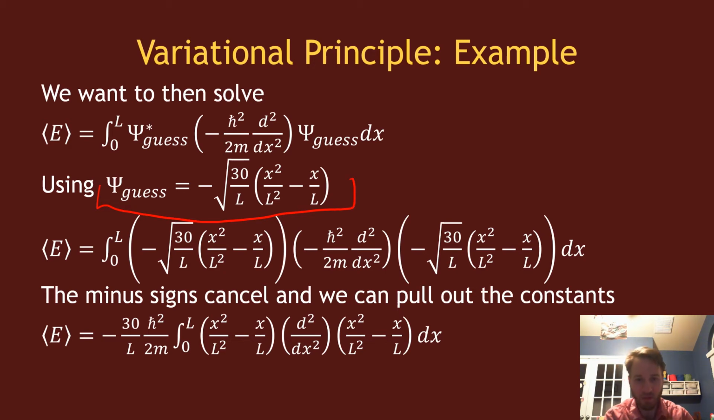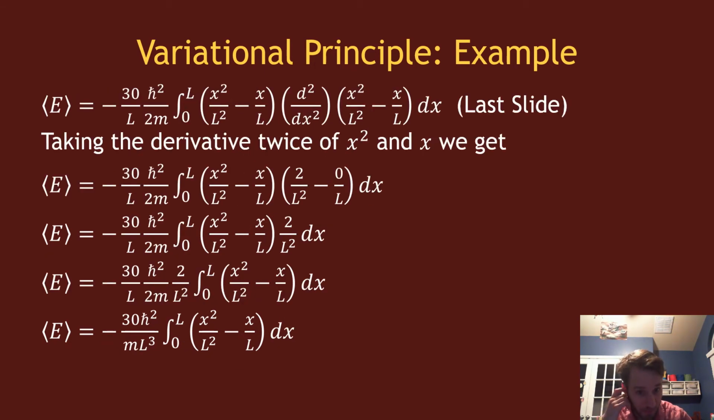And so what I've done here is pulling out the constants in front of these things. There's 3 negative signs, so you'll overall have a negative. And then you'll get 30 over L times h bar squared over 2m. And then we have this integral that we have to simplify.